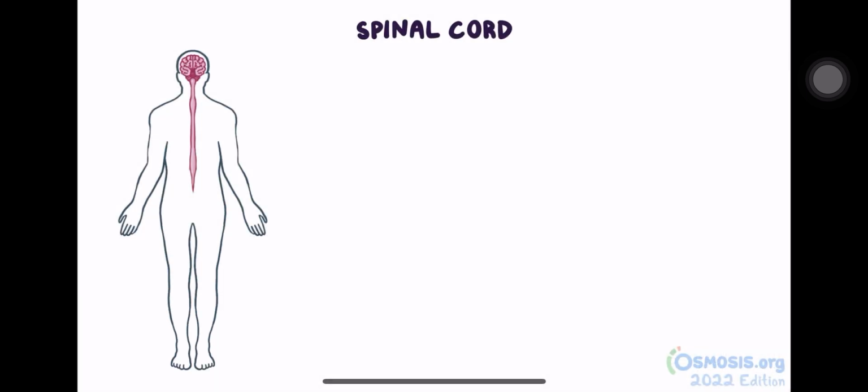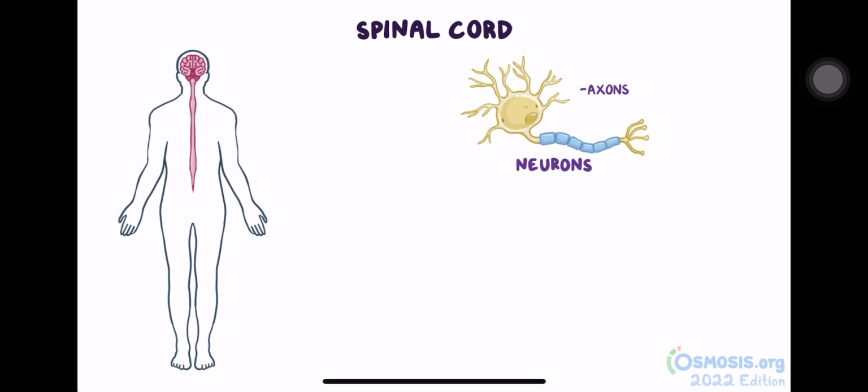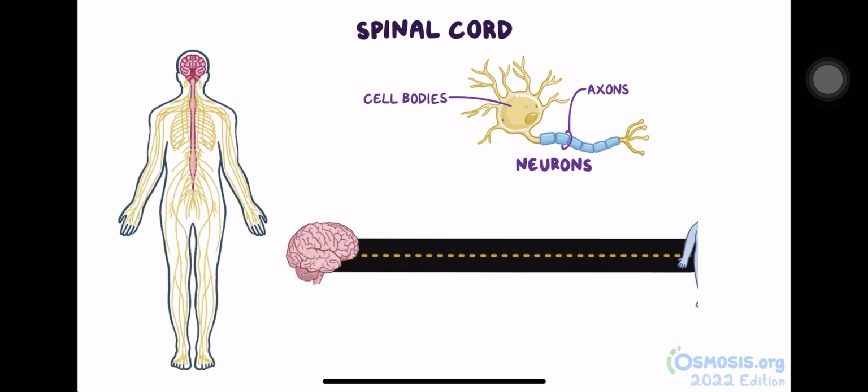The spinal cord is made up of millions of neurons whose axons and cell bodies are constantly transmitting information between our brain and the rest of our body. In doing so, the spinal cord acts as an amazing information highway, allowing our brain and body to work together to interact with the world around us.